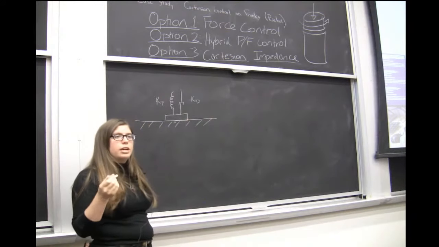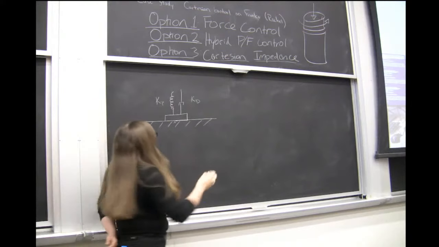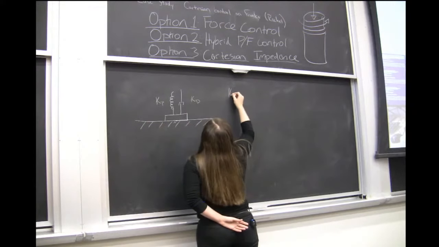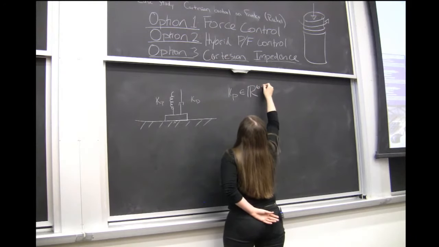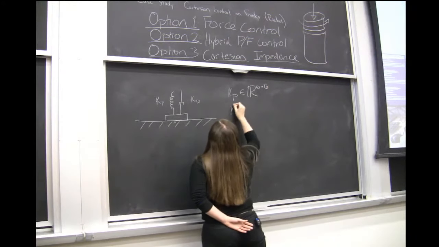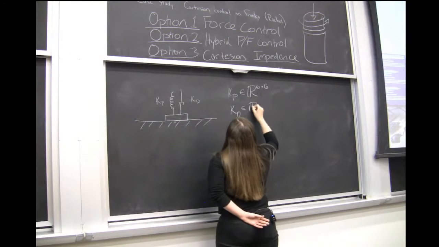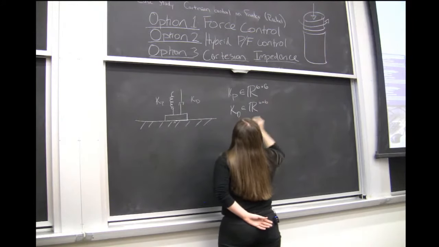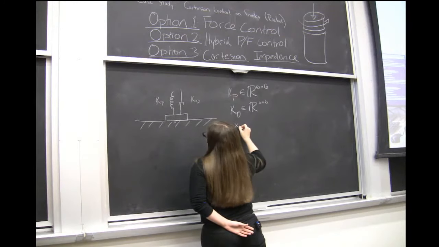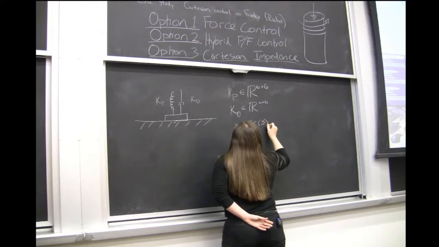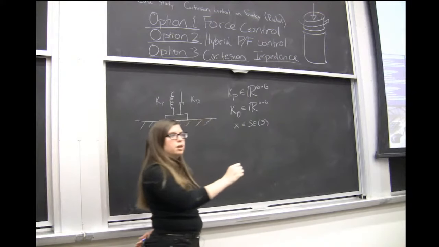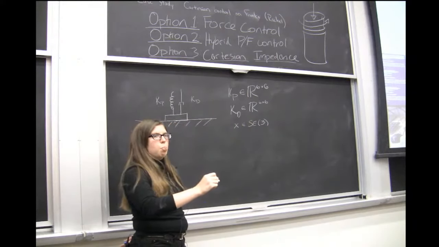Technically, because we are in Cartesian impedance control, in our full glory, our stiffness matrix is a 6x6. So is our damping matrix, and our set point is in SE3. Everyone good with that notation? Okay.